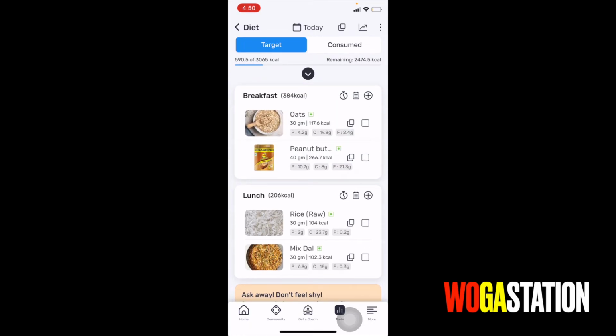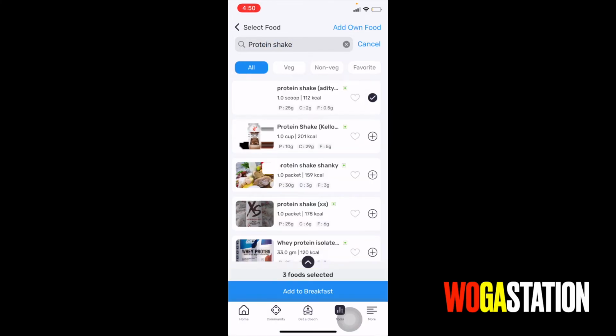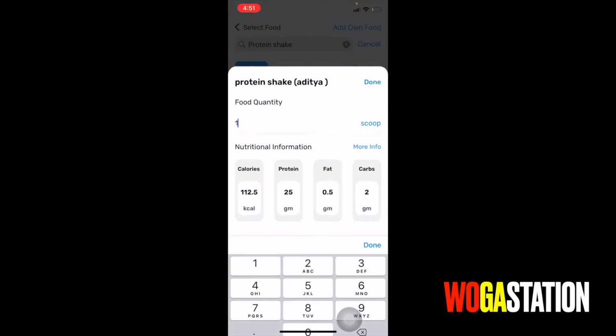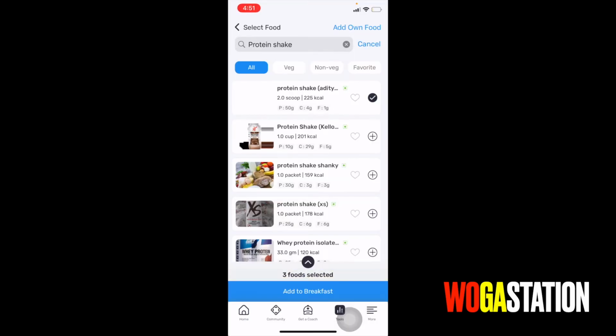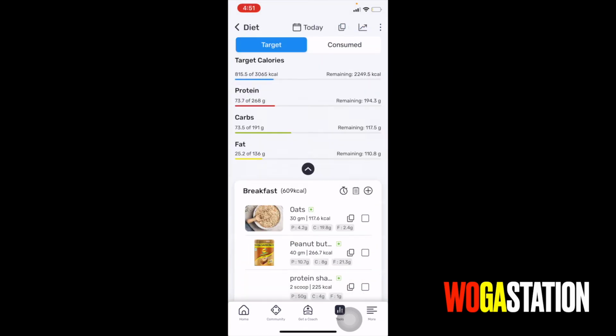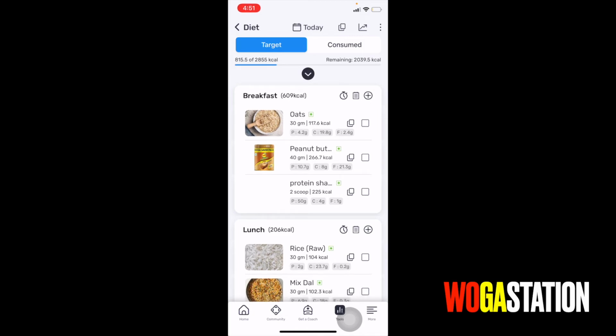And in the morning I will also have protein shake. So I will have 2 scoops, and 1 scoop has got about 24 grams of protein. So with this I've completed about 815 calories out of my target of 2855. Okay, so my breakfast looks okay. Is there something that I have to add?